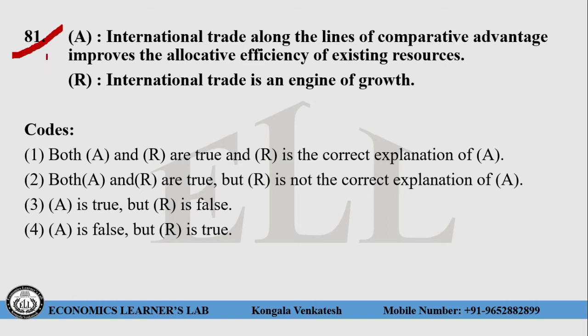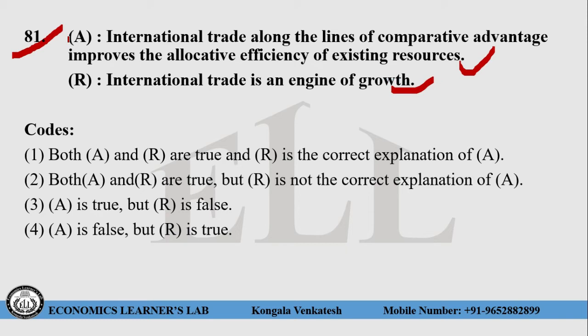Okay, time up. Let us see. Assertion A. International trade along the lines of comparative advantage improves the allocative efficiency of existing resources. Yes, this is correct. When there is a comparative advantage, it improves the allocative efficiency of existing resources. Reason R. International trade is an engine of growth. Yes, this is also correct.